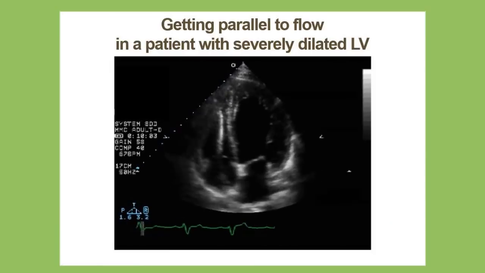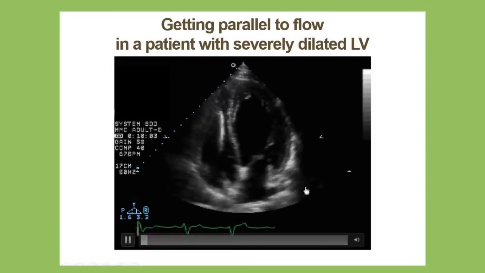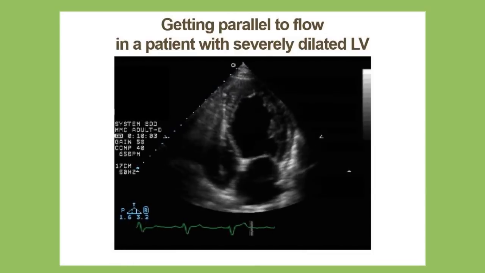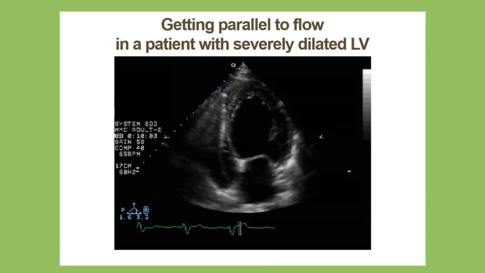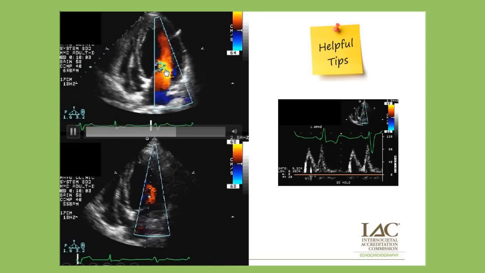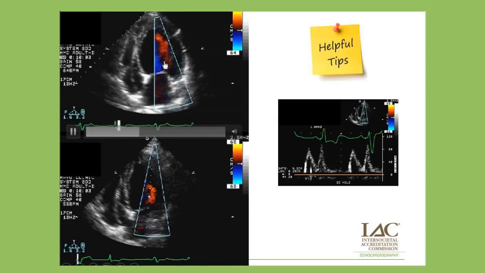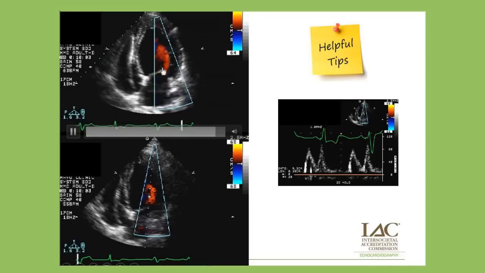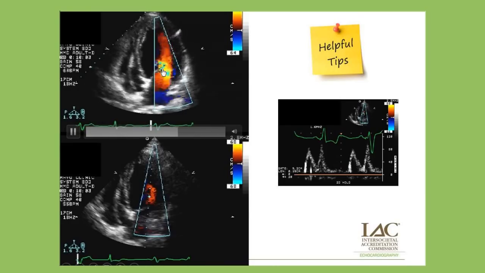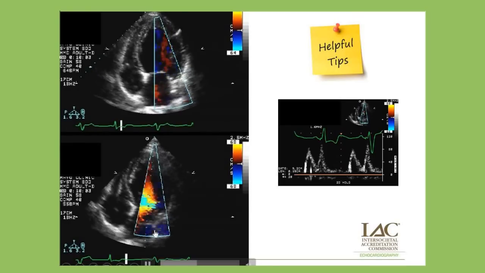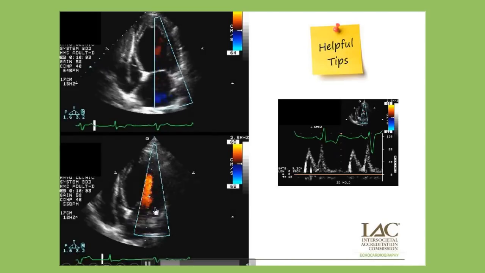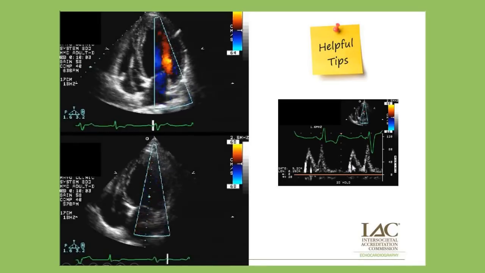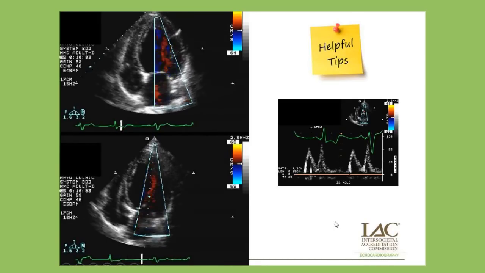So let's talk about how to get parallel to flow. This is a patient with a severely dilated left ventricle, and we all know how tough it is to image those patients. Often the apical window is very far lateral, but what makes it even worse is you get this laterally directed flow. And if you're trying to get a mitral inflow that comes down here with the sample volume, it will not be parallel to flow. So typically what I do then is I will redirect the transducer so that using the color flow, I can see that I'm parallel to flow. And then we end up with a nice mitral inflow signal.